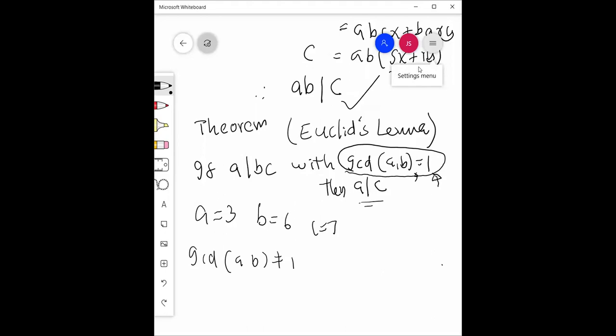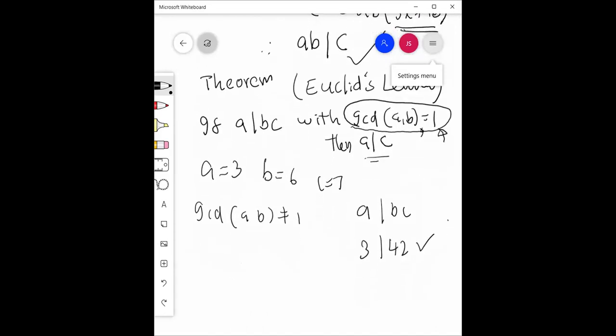But let's see whether it satisfies the other condition. Then A divides BC. Yeah, so what is BC? It is equal to 42. 3 divides 42. That condition is correct, right? Now, what about that one? A divides C. A is equal to 3, and C is equal to 7. That is incorrect, right? So yeah, that's an example of violating that, I mean, an example to show the necessity of GCD of A and B equal to 1.